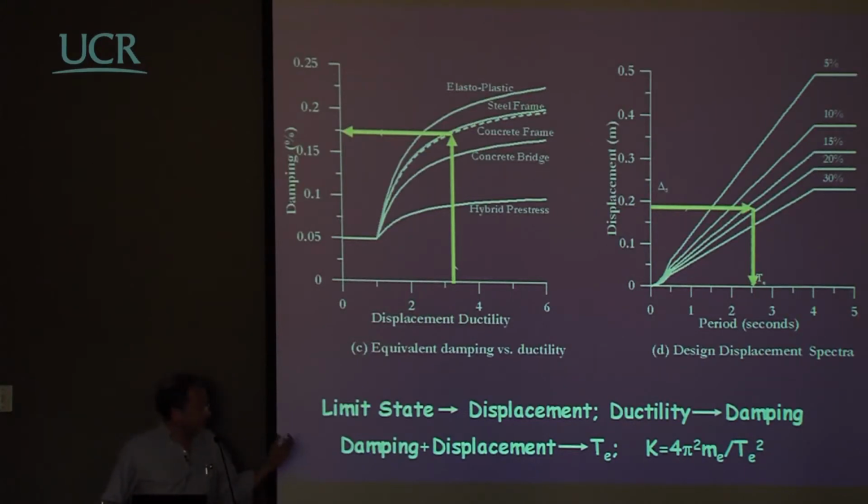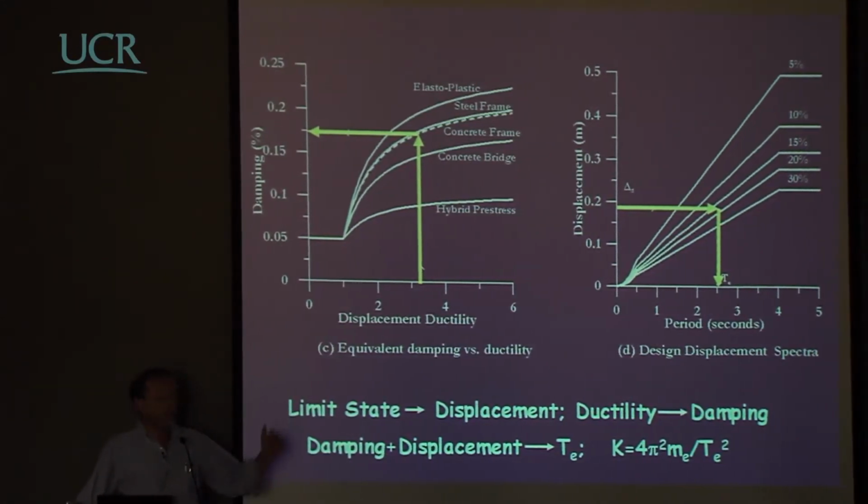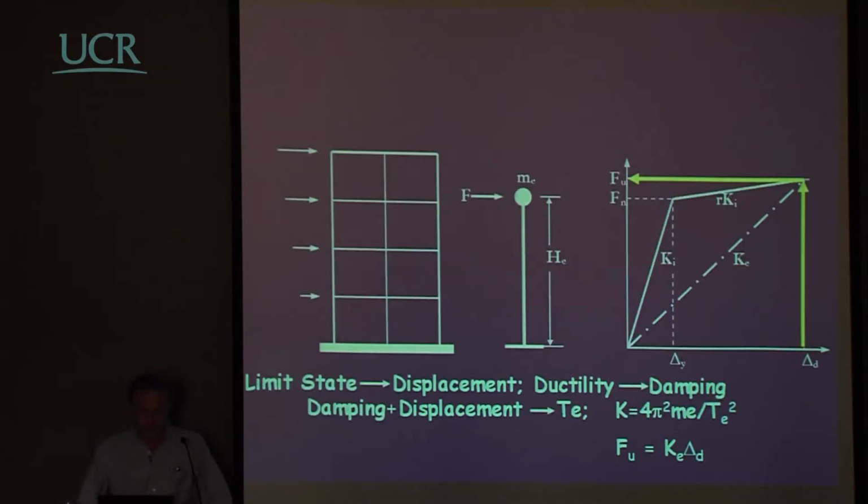And this is just the same, and you have already seen this too. The arrows are just indicating that you enter with an estimation of the displacement ductility and you read the damping, and then you enter with the displacement demand and you read the period. And when you have the period, you can immediately calculate the stiffness. The formula is there, but it is trivial for anyone who is dealing with engineering.